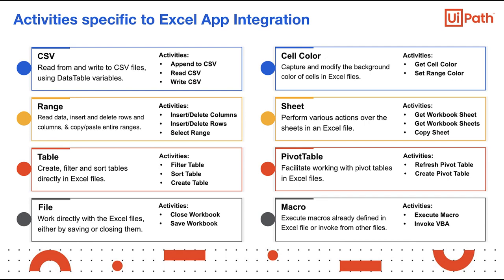Sort table sorts a table in an Excel file based on the values in a given column. Create table creates a table in a range specified in the Properties panel.